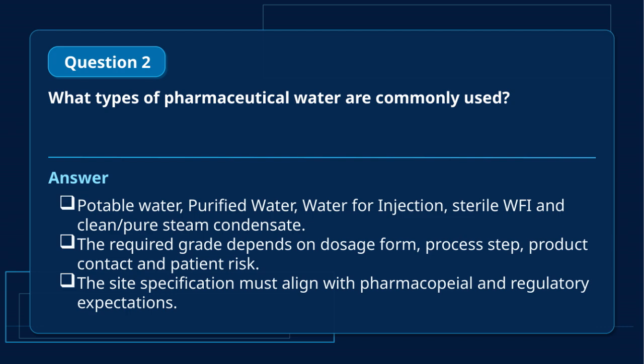It's also crucial that the water used meets the site specifications, which must align with pharmacopeial standards and regulatory expectations to ensure safety and quality.